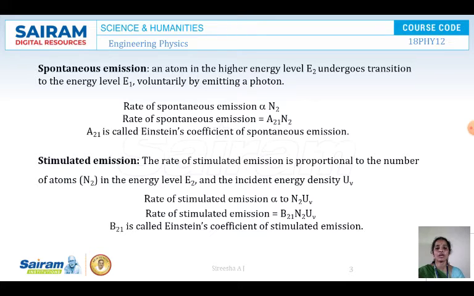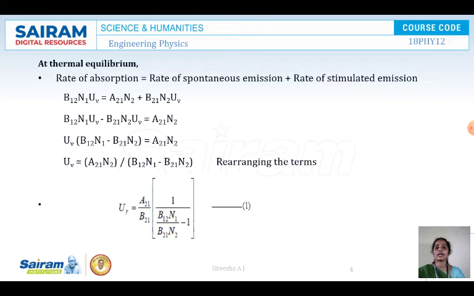So B21 is called Einstein's coefficient of stimulated emission. At thermal equilibrium, the rate of absorption is equal to the sum of the spontaneous emission and stimulated emission. That means when an atom goes from the lower state to the higher state, it has to come down to the ground state either by spontaneous emission or by stimulated emission. So we can frame this equation: rate of absorption is equal to the sum of spontaneous emission and stimulated emission.